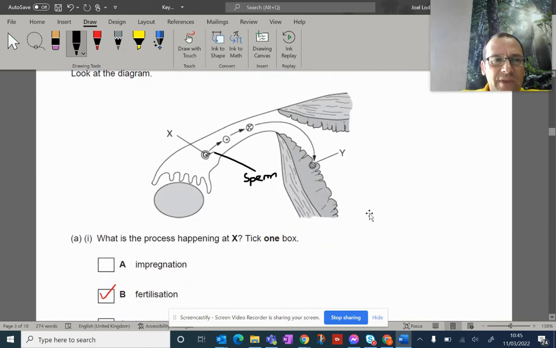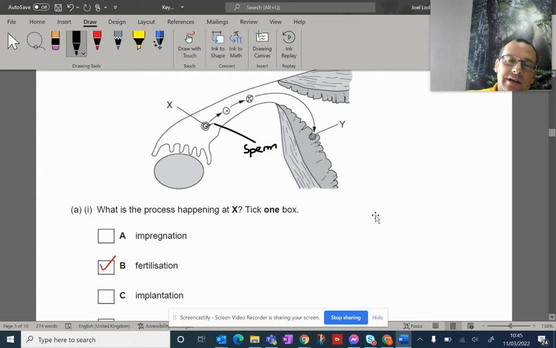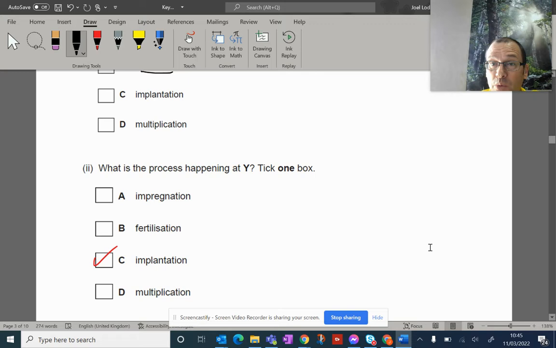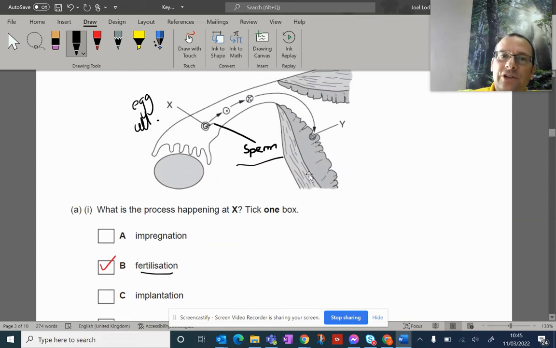Look at the diagram. What process is happening at X? So at X we have the egg cell, and here we have the sperm, tiny little sperm cell, fusing together. That process is fertilization. The sperm and the egg fuse together to form one cell, the zygote. What process is happening at Y? So Y is actually a little embryo implanting into the lining of the uterus.